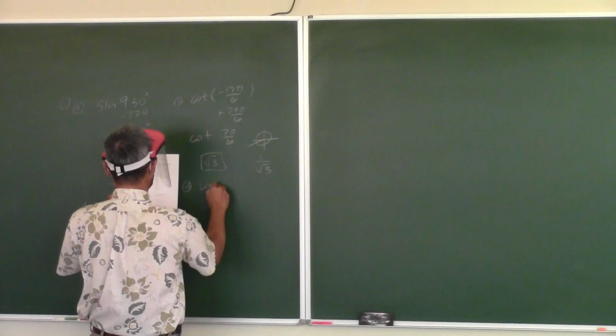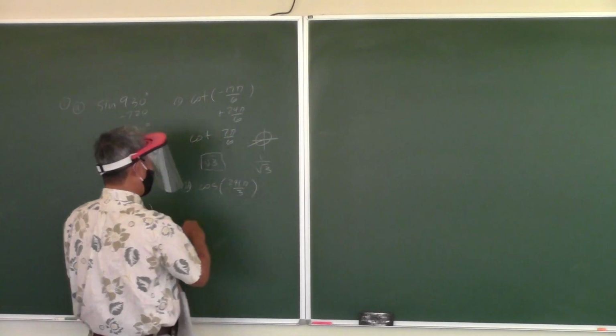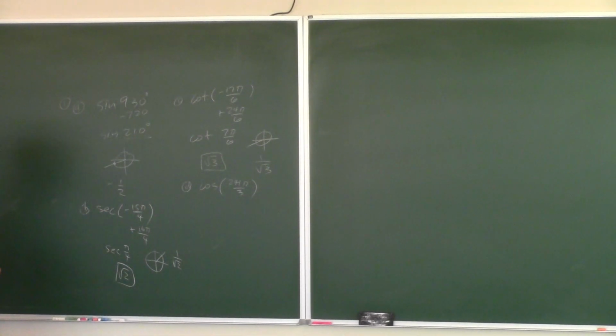D, cosine of 241 pi over 3. I'm used to it from my other classes. Now, what would be a good multiple of 2 pi to subtract from that?